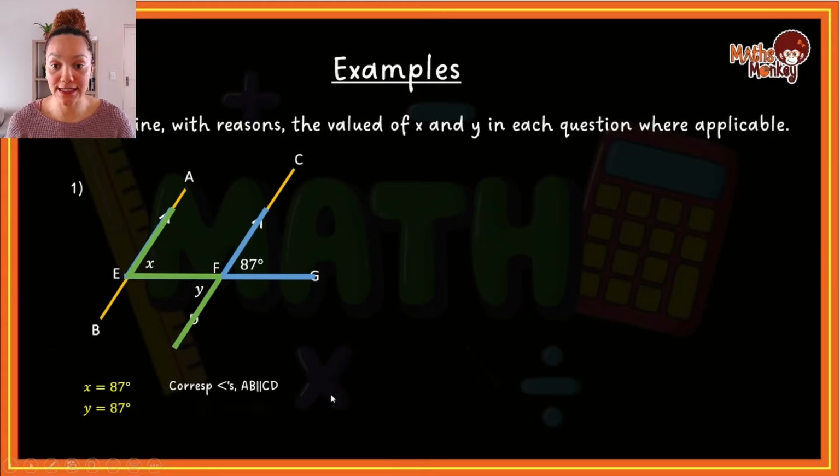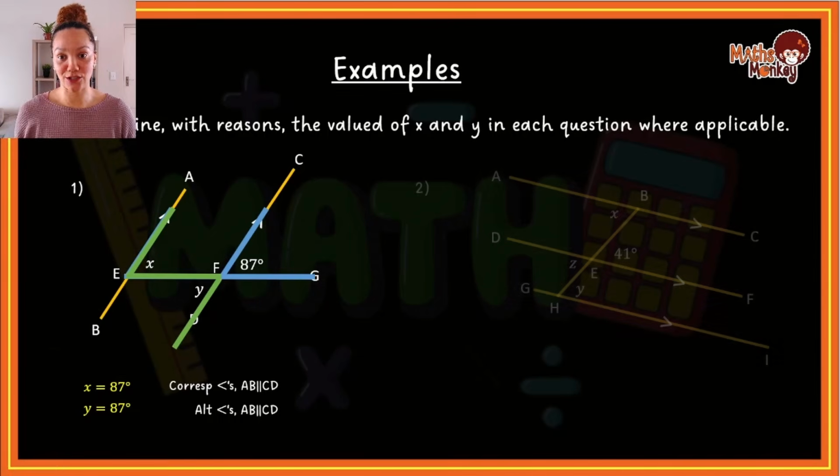And what is our reason? Alternate angles. With what are our parallel lines? AB is parallel to CD. So do you see how they can combine these questions and combine where you have to apply alternate, corresponding, and co-interior angles? Okay, so that was our first question.